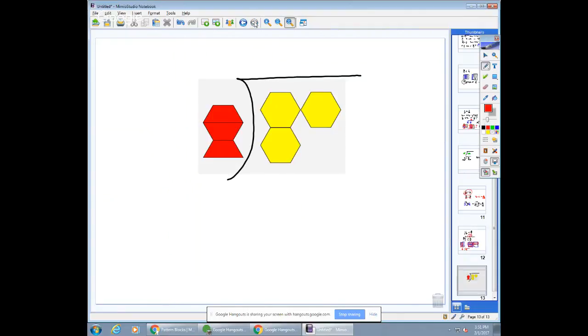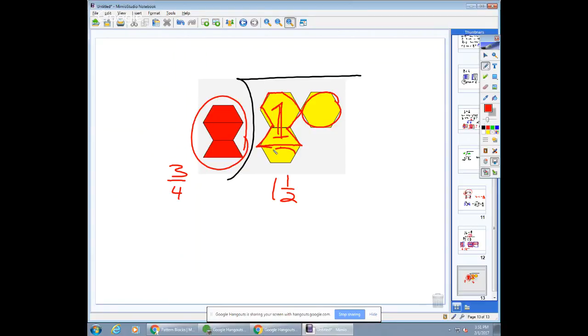But let me show you the pattern blocks. So I was going off of 2 yellows is a whole. So that means 3 reds is 3/4, right? So that's my 3/4. This is my 1 1/2. And so I'm looking for groups of that. So wouldn't you say right here is one of those groups? And then if I combine this one and that one, isn't that a second group of 3/4 there too?